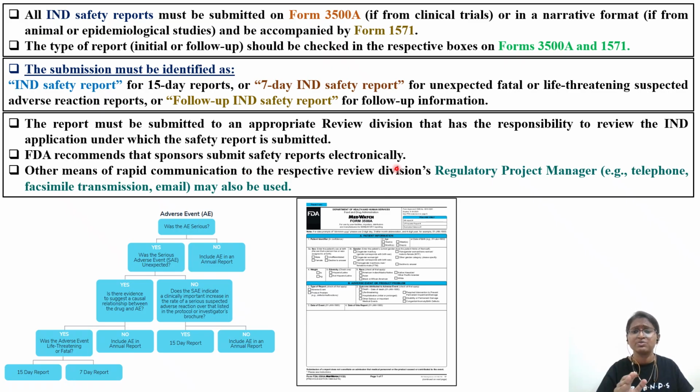As you can see, nowadays we have eCTD, electronic. Earlier, physical copies needed to be submitted, but now we need to submit electronically on their website, in their portal. Other means of rapid communication to the respective review division or regulatory project manager are telephone, facsimile transmission, and email. So apart from electronically submitting these forms, you can also use other types of communication.